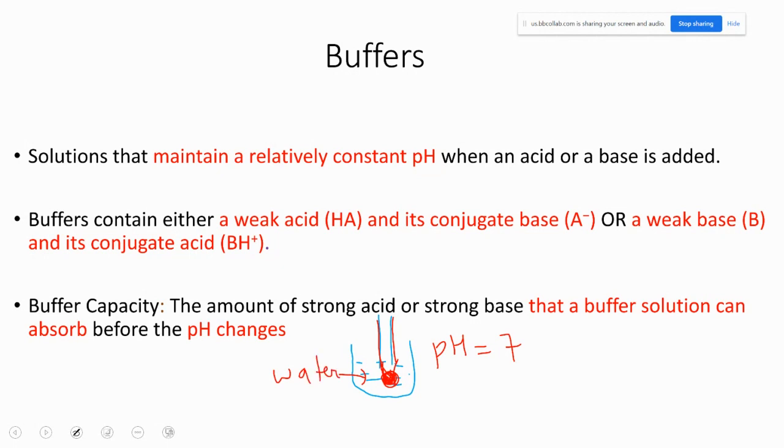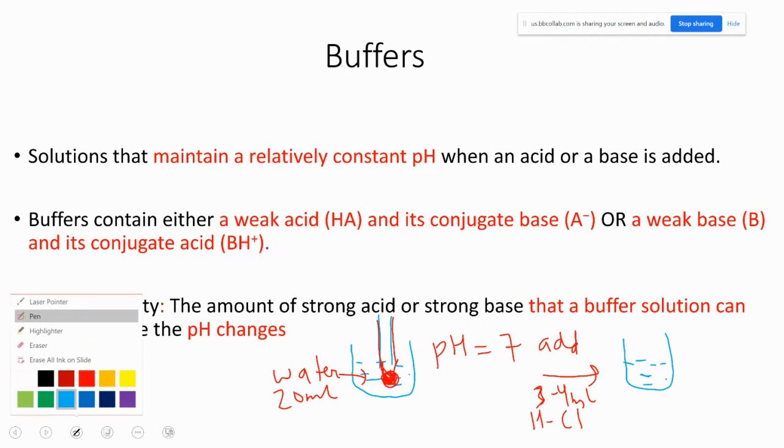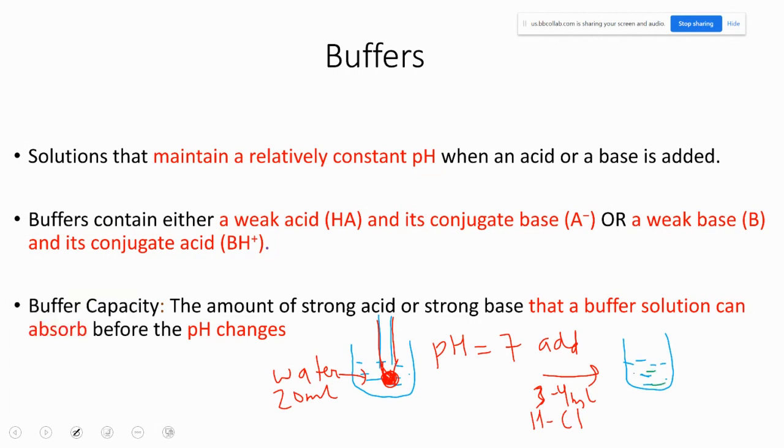Now, if I add some HCl, let's say there was about 20 ml of water and I added about 3 to 4 ml of HCl. What you've learned is HCl is a strong acid, so what's going to happen to this? I'm hoping you have already started thinking about this. Let's denote my HCl with orange, for contrast. If I stick my little pH meter in there, it might give me a reading of roughly pH 2 to 3.